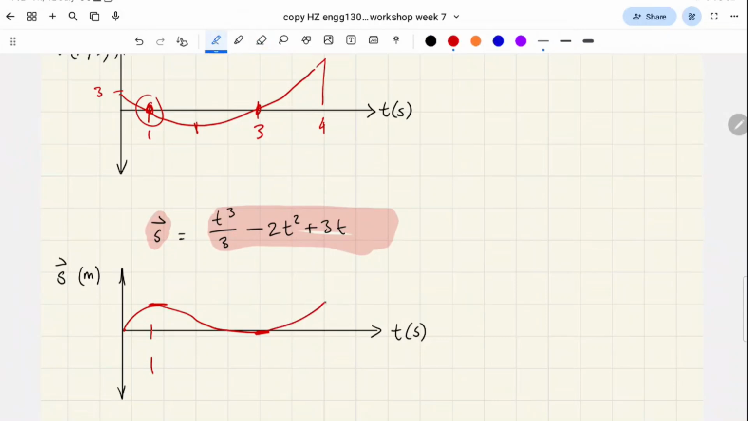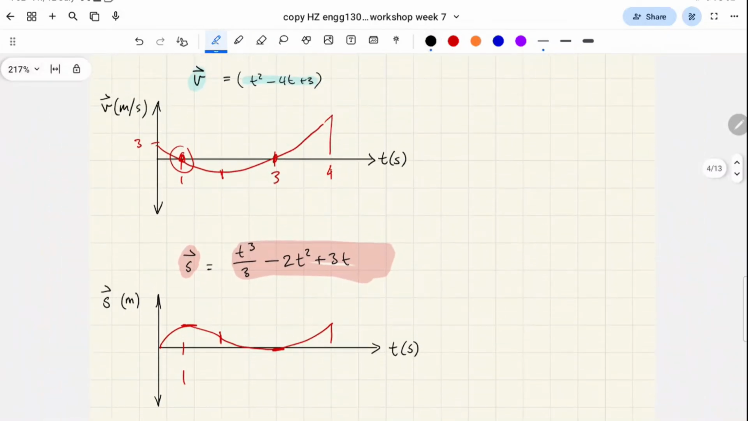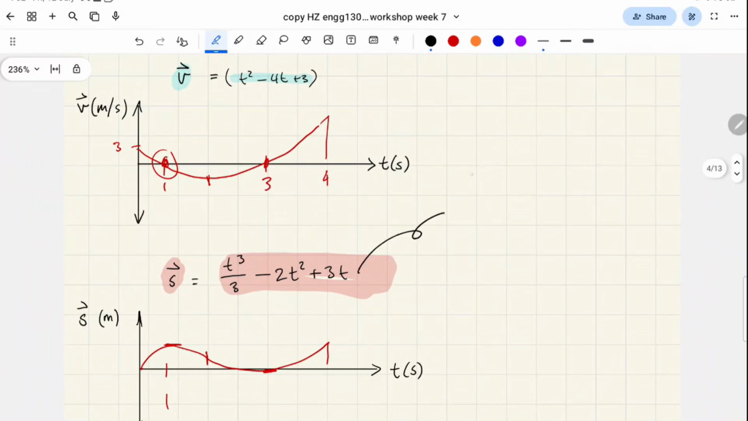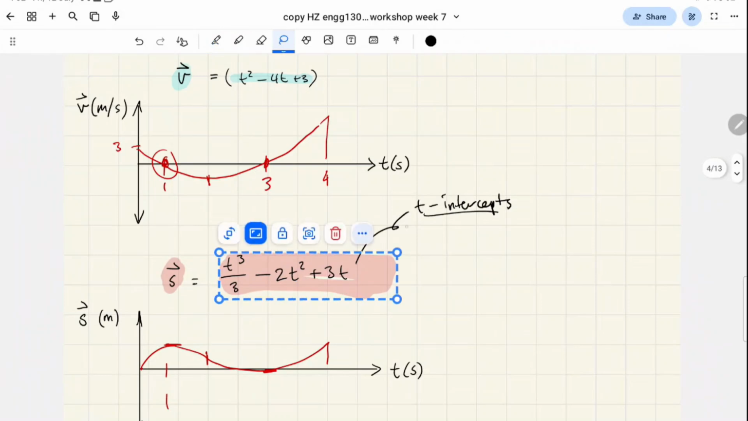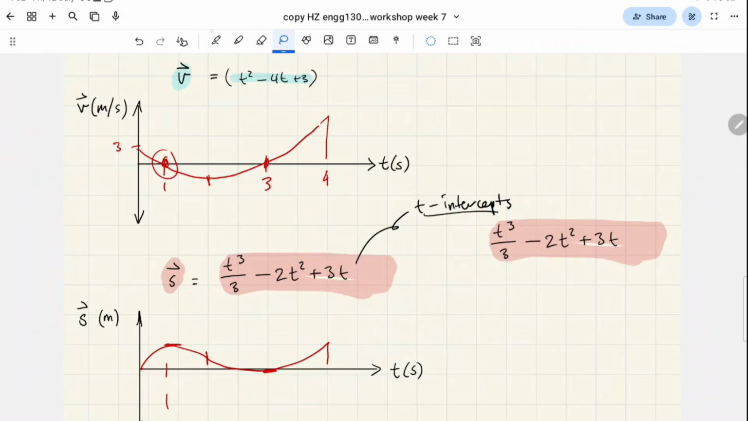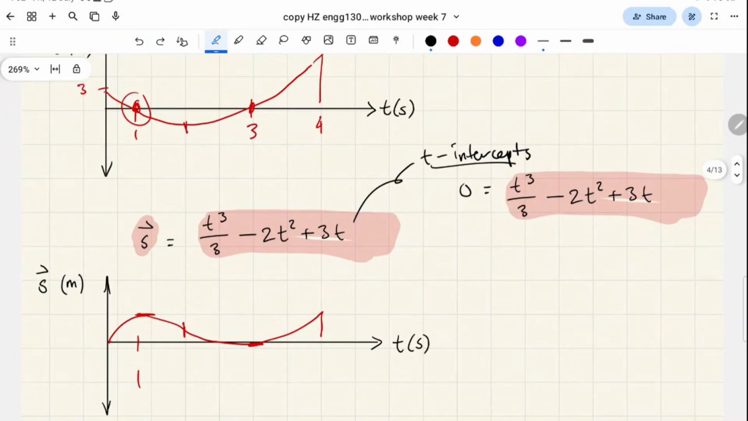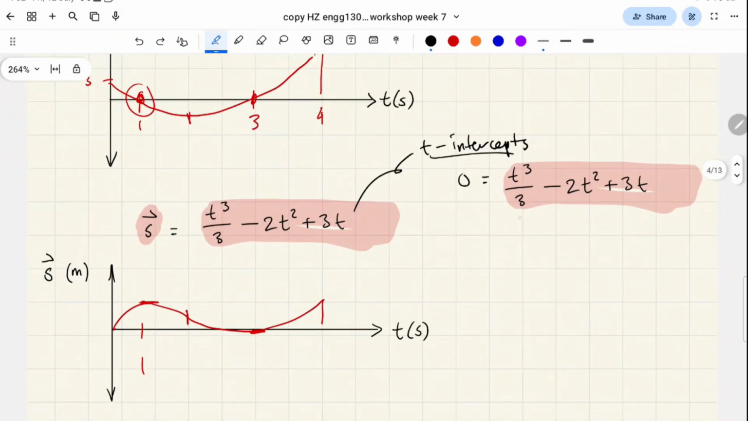So to get these exact numbers, we can look for the t-intercepts using this formula. So let's look for the t or the x-intercepts. We simply set all this stuff equal to 0. So this will check for where it intercepts our x-axis, which is our time, right?